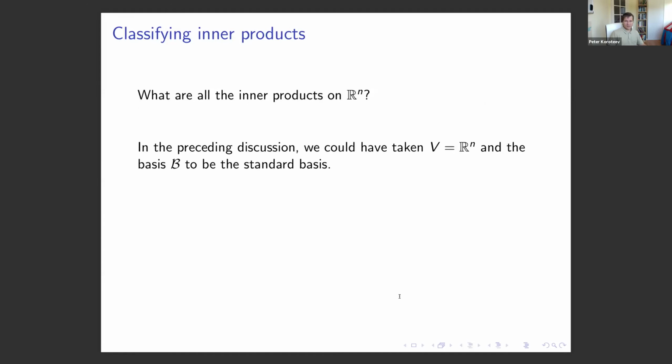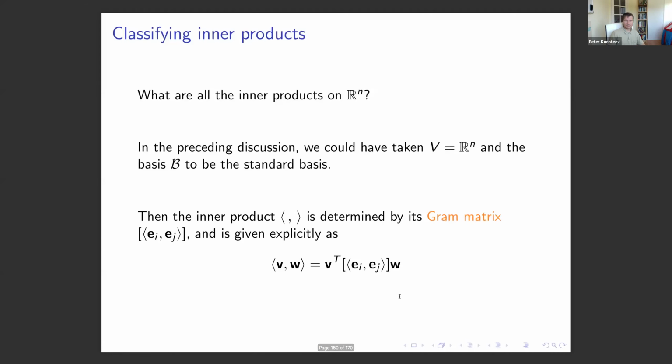So we can take the standard basis, right? And then the inner product is determined by the Gram matrix. Sorry, I said Gram-Schmidt matrix, it's called the Gram matrix, which is the matrix of the bilinear form of the inner product. So this matrix is the matrix in a given basis, which defines the inner product of two vectors.